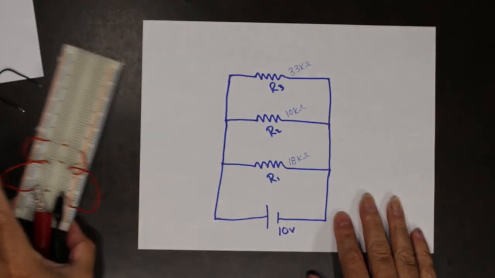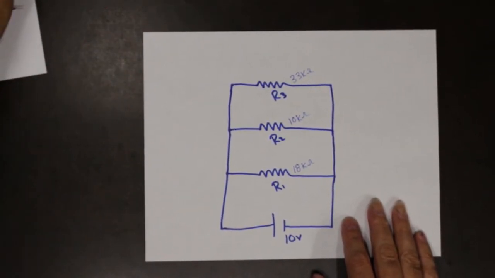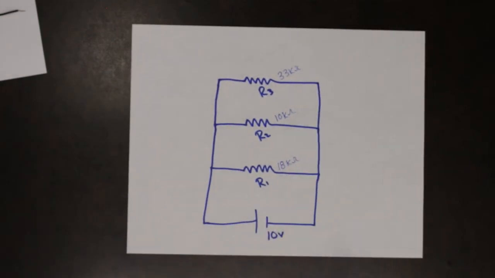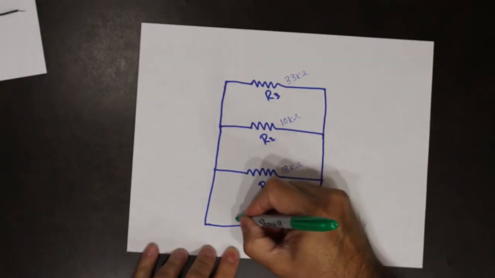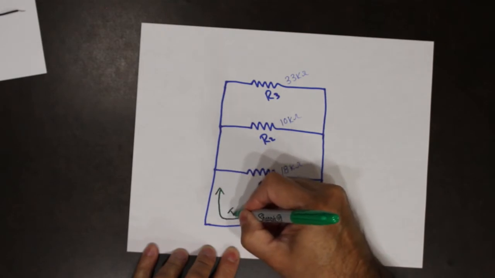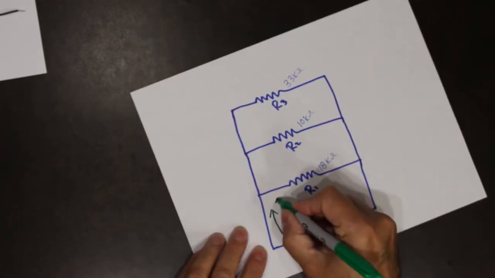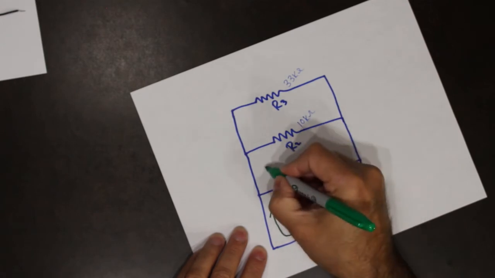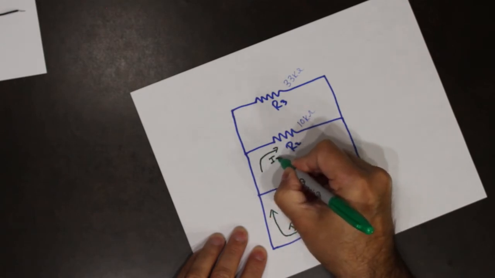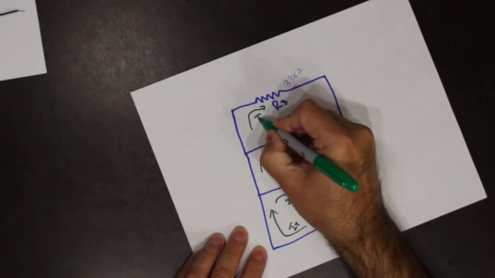So I'm going to slide this over here for a second. What we want to do is mathematically solve this circuit first, and then we will perform the measurements and prove that our answers are correct. So, to solve this circuit, we need to be able to figure out I total, I1, I2, I3.